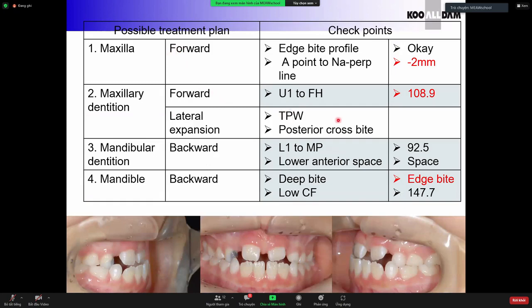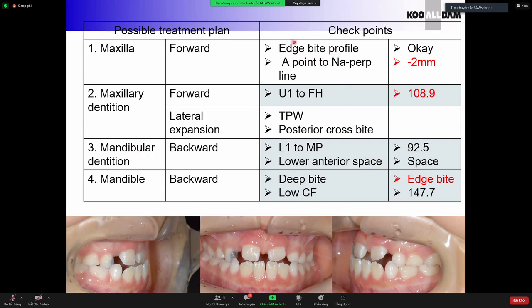So during the treatment plan, I want to check this. In order to treat class 3 malocclusion, the maxilla should move forward. In some cases, the maxillary dentition should move forward, and in some cases we need lateral expansion. And the third part is mandibular dentition backward, and the fourth factor, mandible backward. So at that time, these are checkpoints.